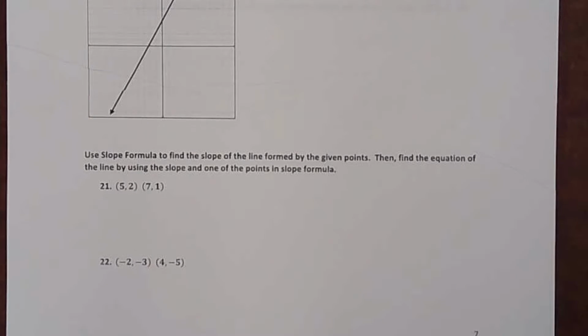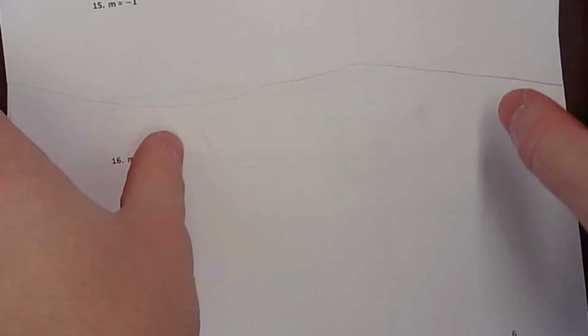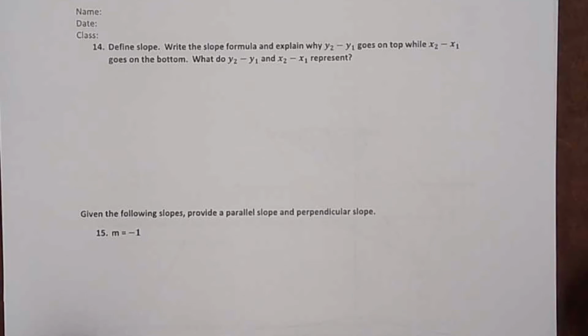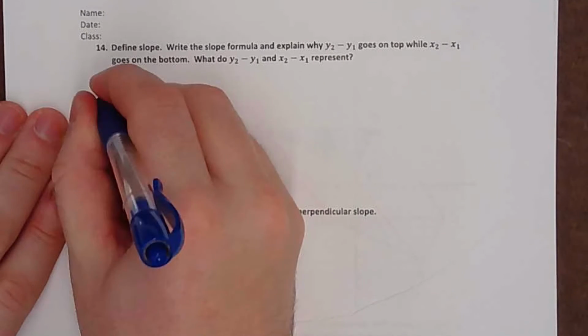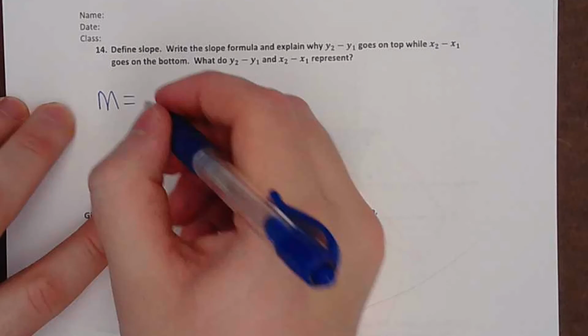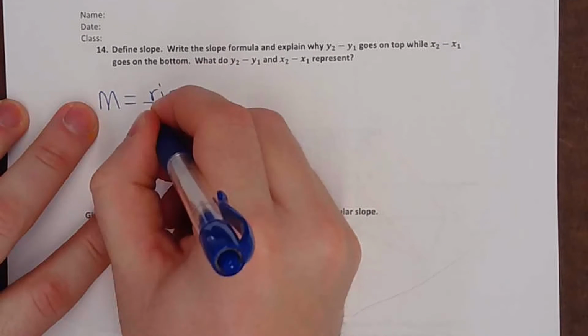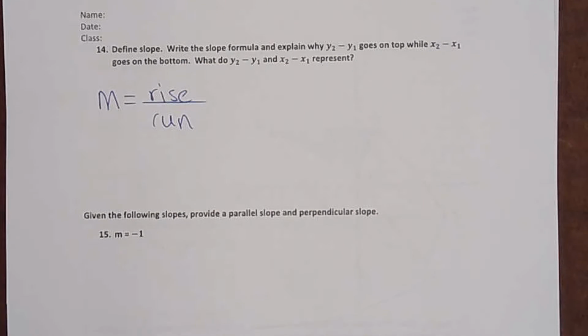Let's talk number 6. Page 6. Number 14. Define slope. Somebody tell me what slope is. It's the rise over the run. The easiest definition you have here on this final.